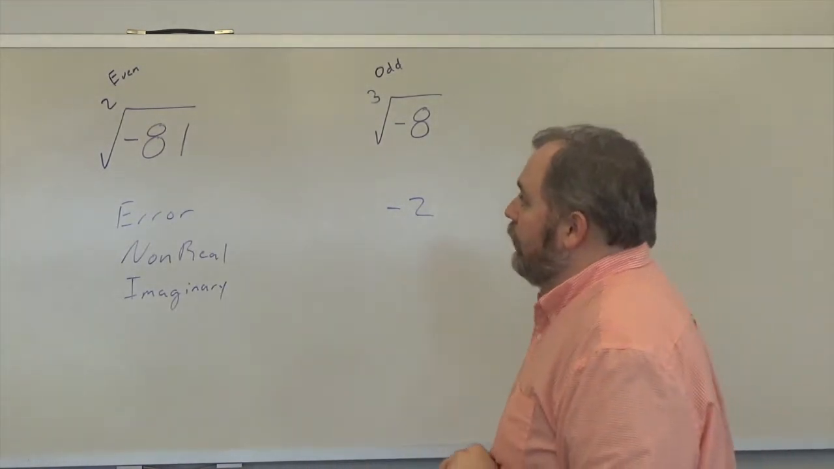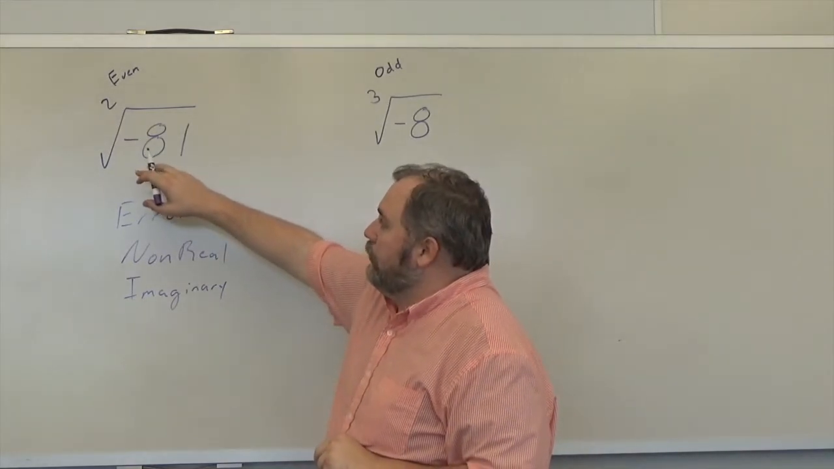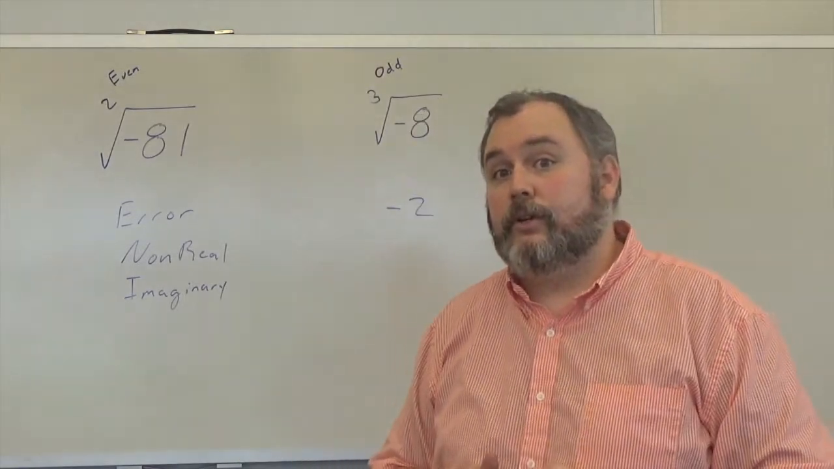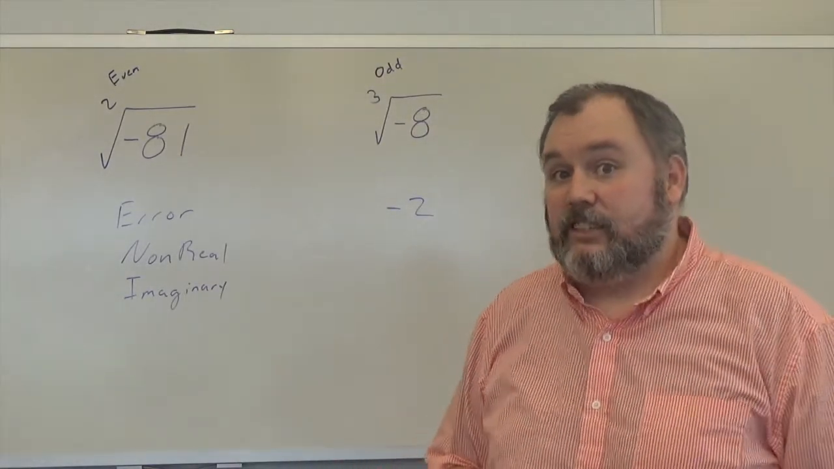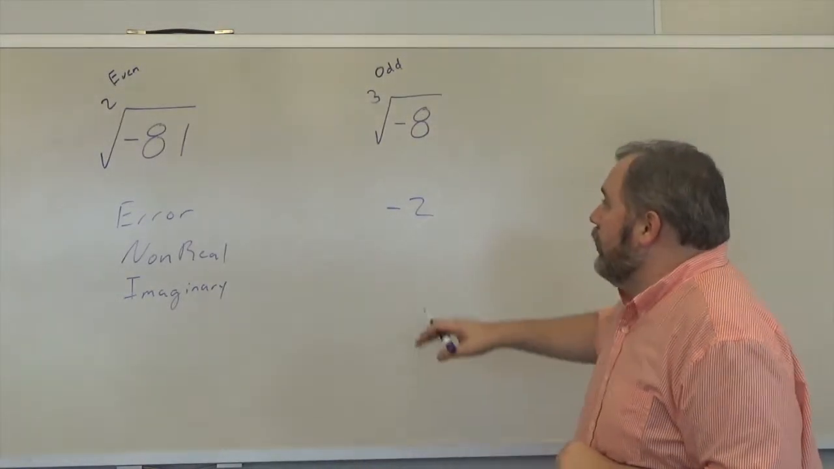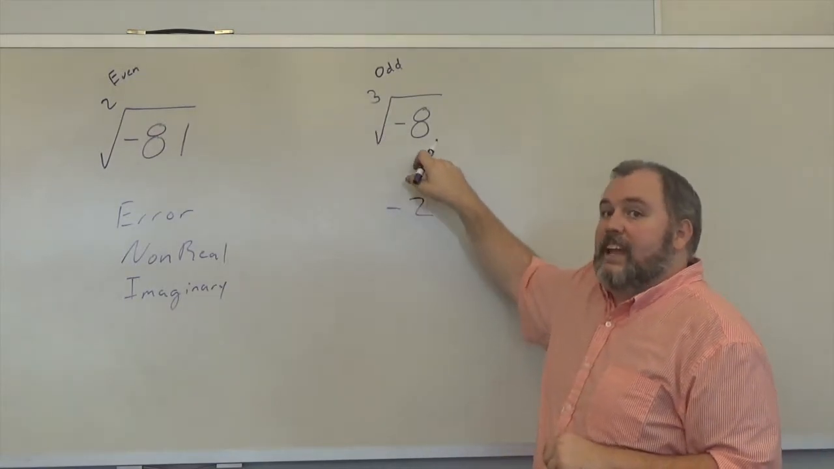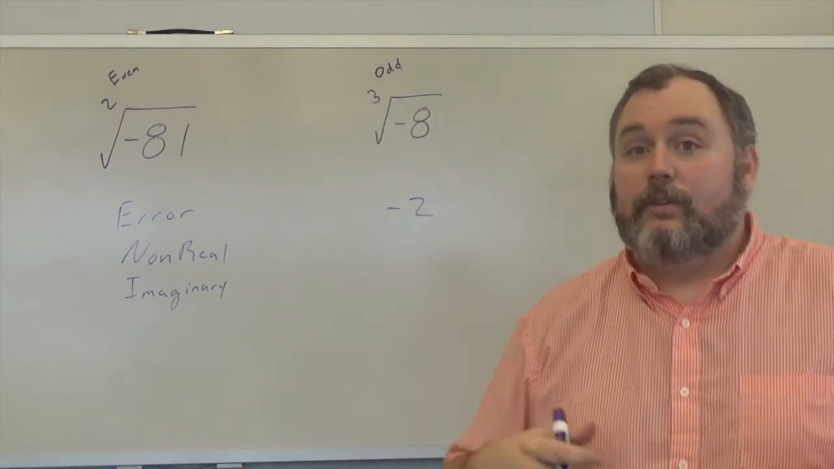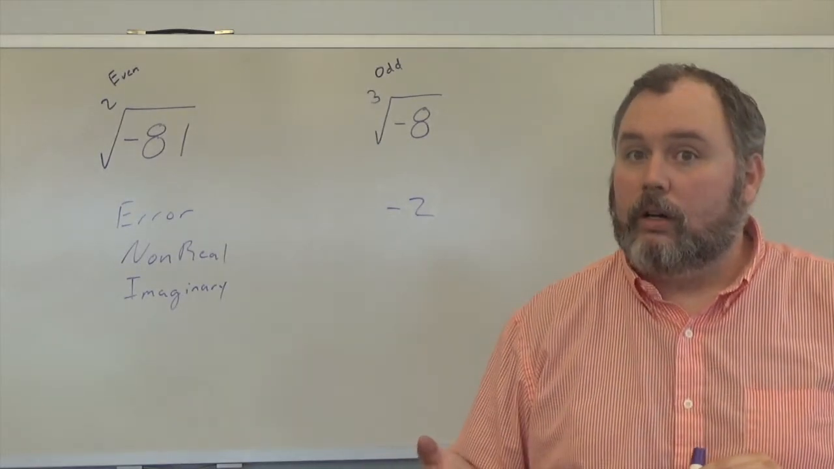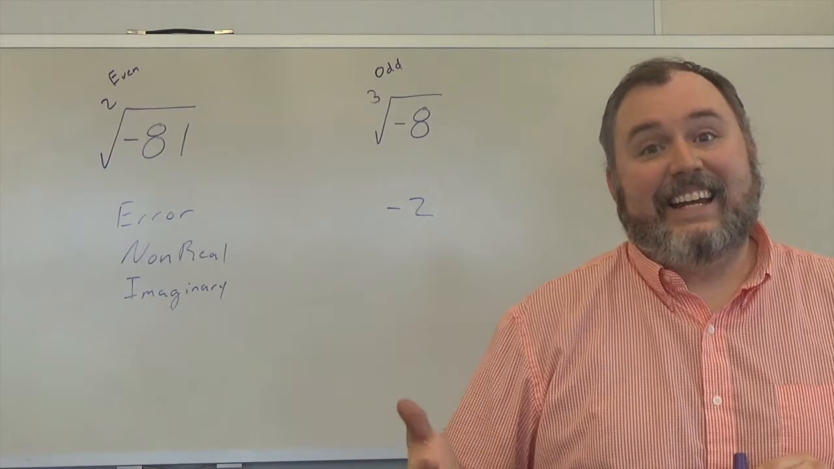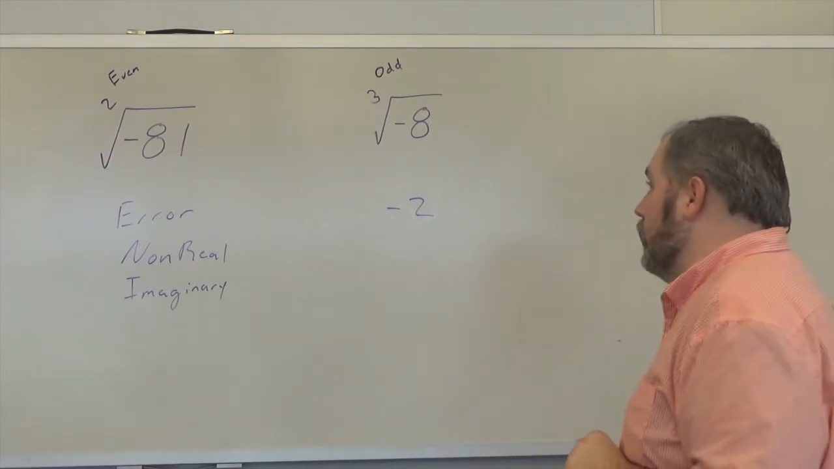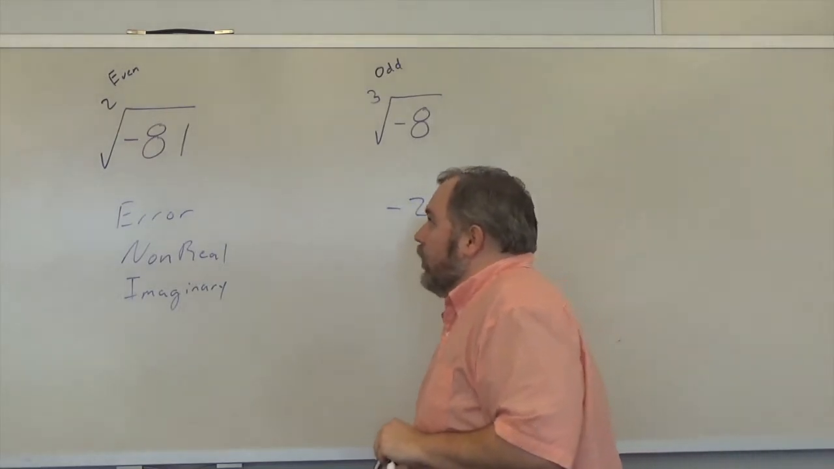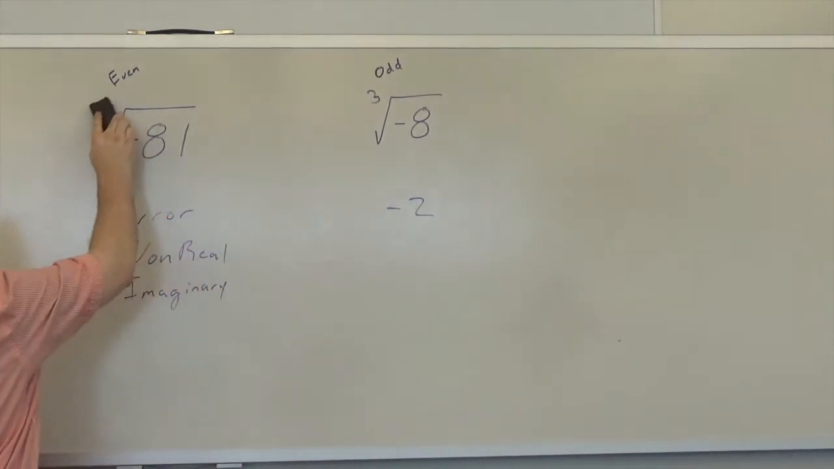So in this particular case, I was trying to find the second root of -1. Because I was trying to find an even root, it doesn't exist. It's an imaginary number. However, since I was finding the odd root of -8 here, it does exist. Well, we can prove it. -2 times -2 is 4. Times -2 again, I get -8. So that works.